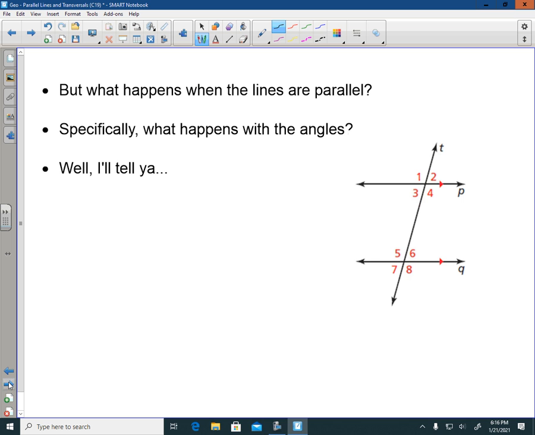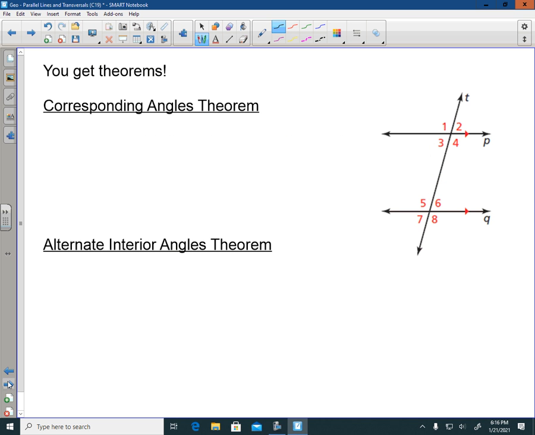So what happens when lines are parallel? Specifically, what happens with the angles? That's what we're going to be talking about today. So what happens is you get something called theorems, and I've been saying that postulates are super important in this class. Understanding what a postulate tells you is how you solve problems. Same thing with theorems. They're a big deal. Now there is a difference between postulates and theorems, but we're not going to get all bogged down in that for now. We're just going to go with it.